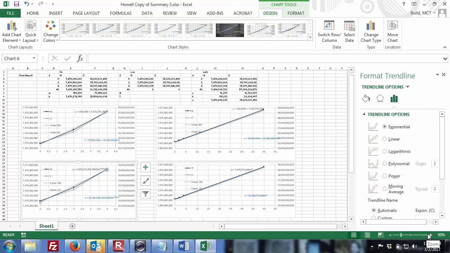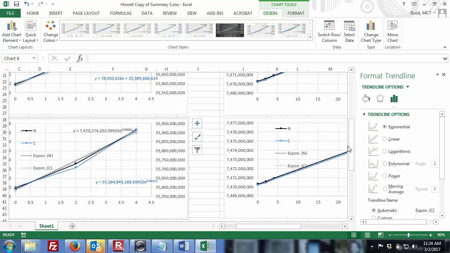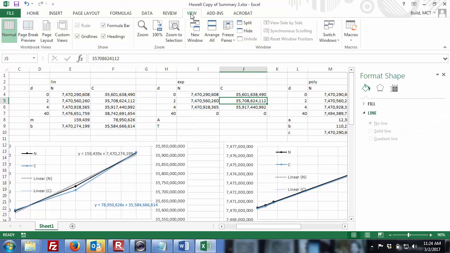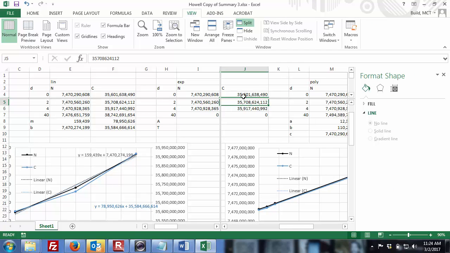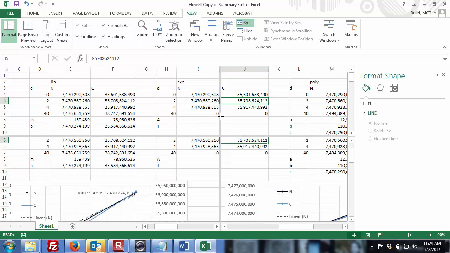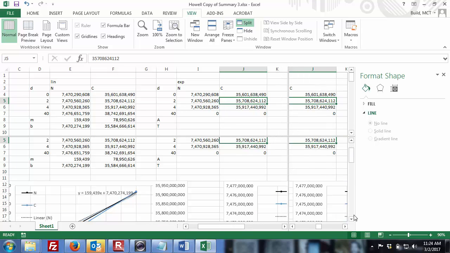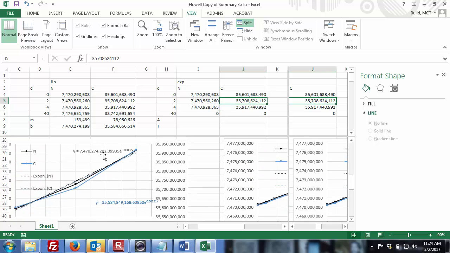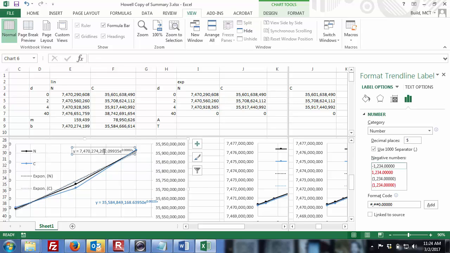What I'm going to do is look at the exponential here. I'm also going to split the screen, which will allow me to have my data up top and my figure on the bottom. So there's my exponential. I'm going to format this. You definitely have to have it as a number, and let's amp up the significant digits.